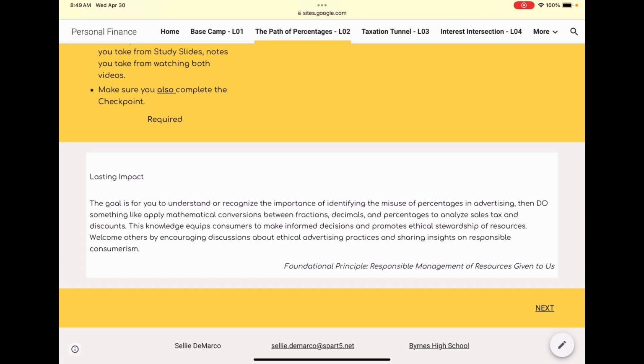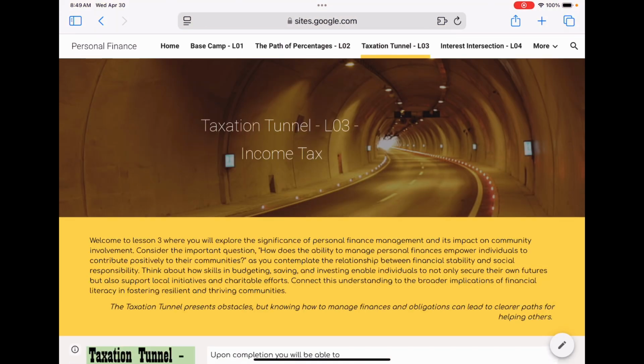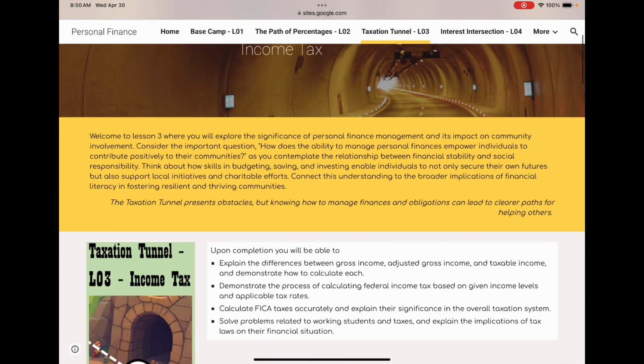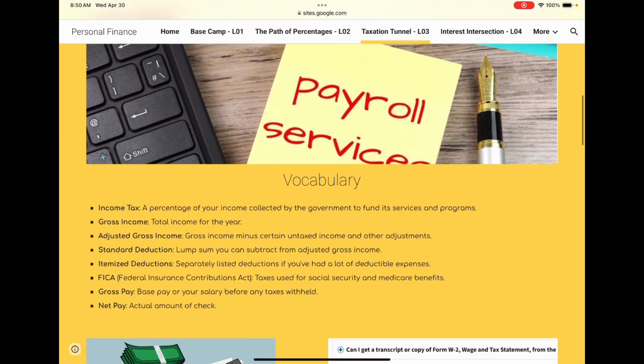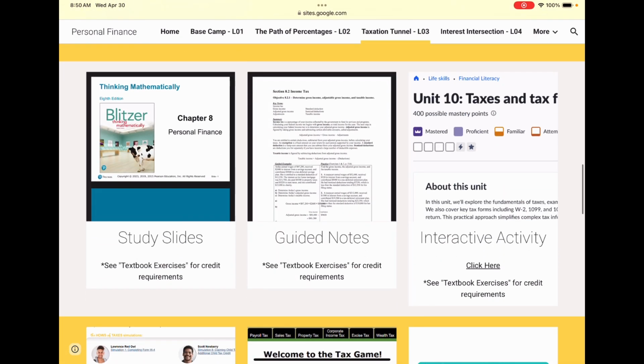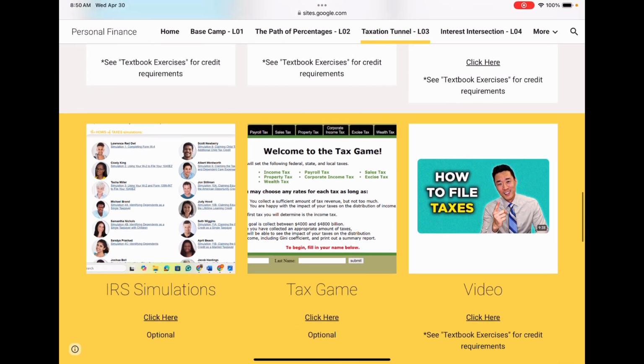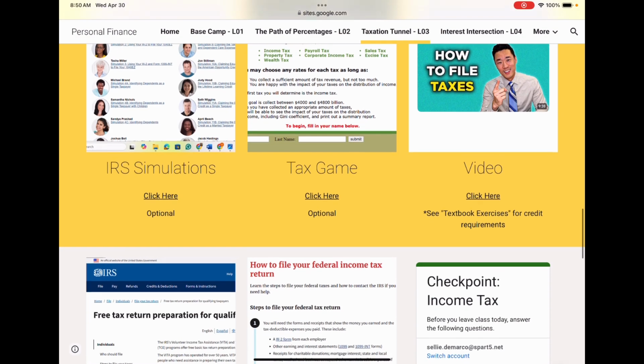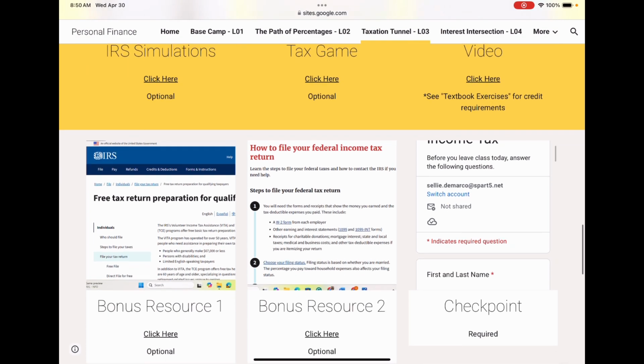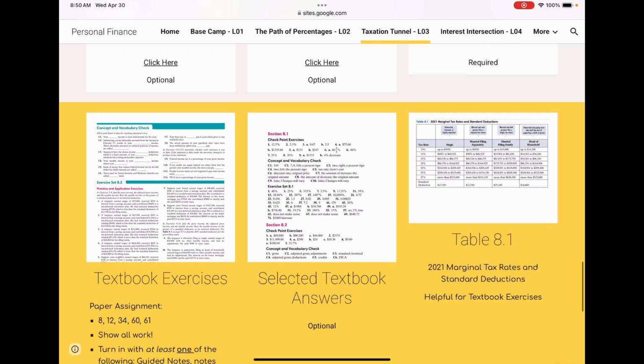So moving on to lesson 3, I have the Taxation Tunnel for income tax. In this section, I would like to showcase some of the standard elements found in each lesson. Each lesson contains study slides, which are on the left. In the center, you can see the guided notes. And if I scroll down, we can see the textbook exercises at the very bottom. Those are the printable resources: study slides, guided notes, and textbook exercises.